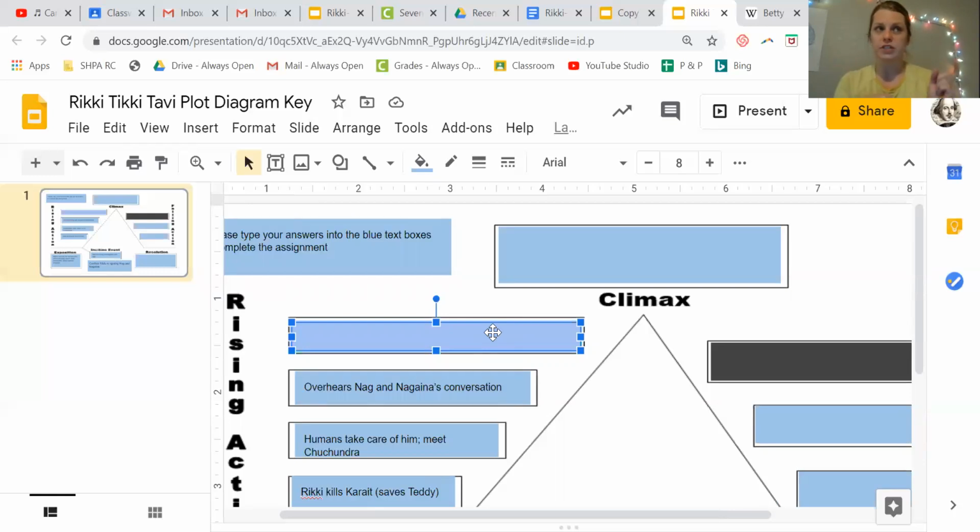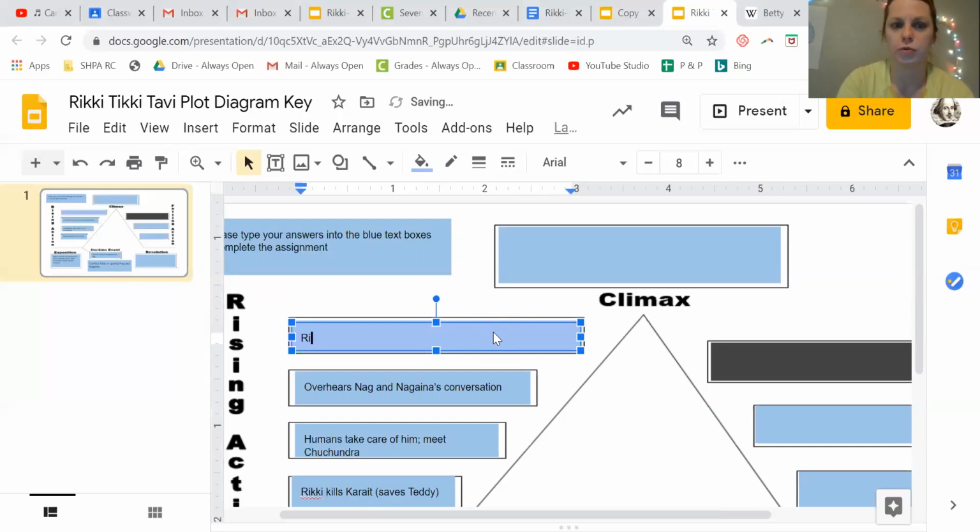But we talked about this yesterday in class, and maybe some of the students also talked about it, that doesn't solve the problem. When Rikki kills Nag, there's still a problem. What is that problem? Nagina. Nagina's still there. So if you had a fourth step, you could put Rikki kills Nag, because that's even upping the excitement. Even though, well, he doesn't kill Nag.